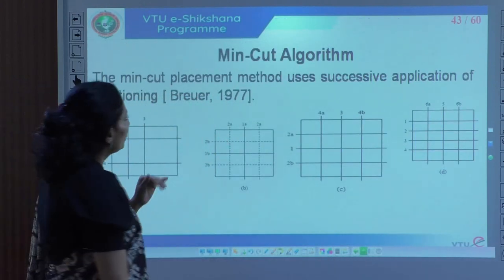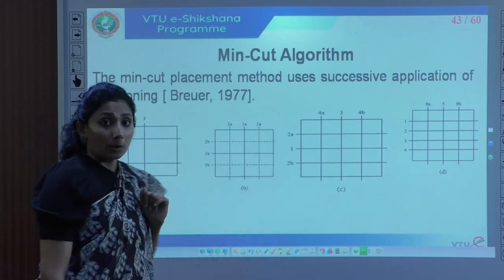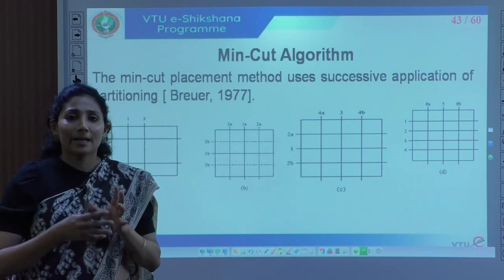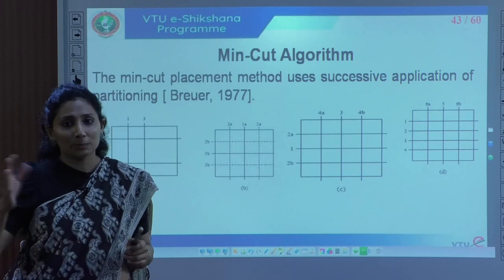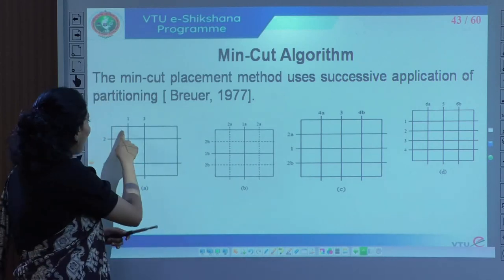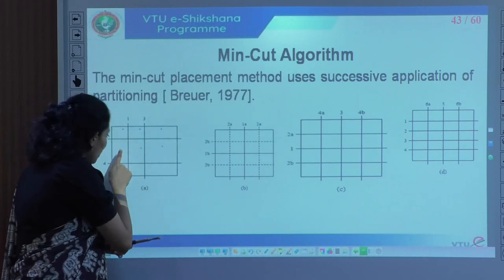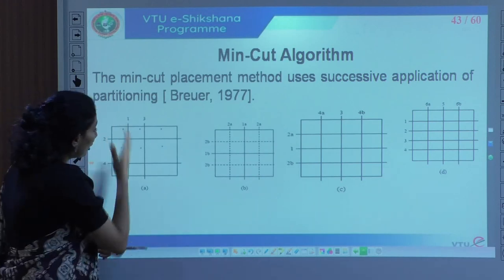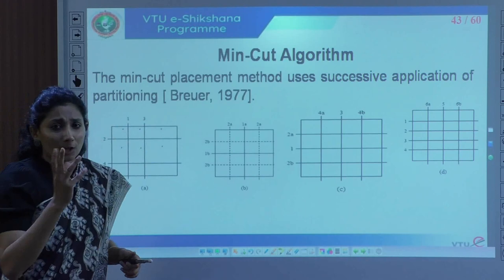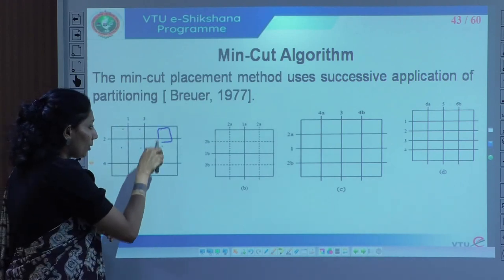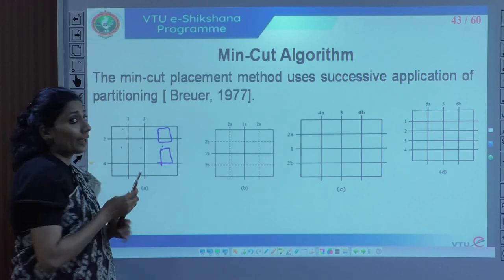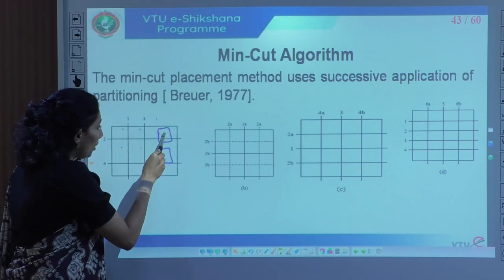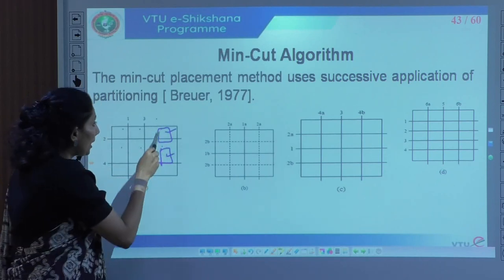So one of the constructive methods is the min cut algorithm. Min cut is minimum cut. You have a chip area, the entire chip area is partitioned into sub blocks, so that in every sub block you can place either one logic block or multiple logic blocks, okay. Now this particular min cut algorithm is an idea for when you have to partition, because floor planning is already given to you, in this particular region I have a block, in this particular region I have a block.